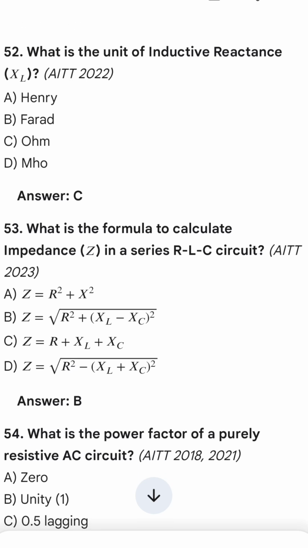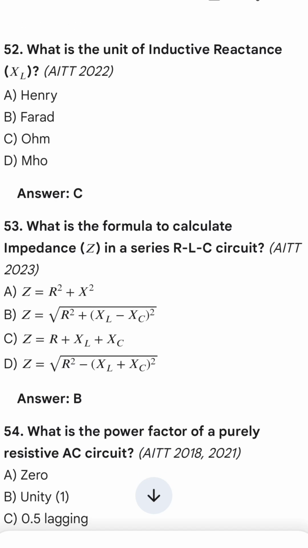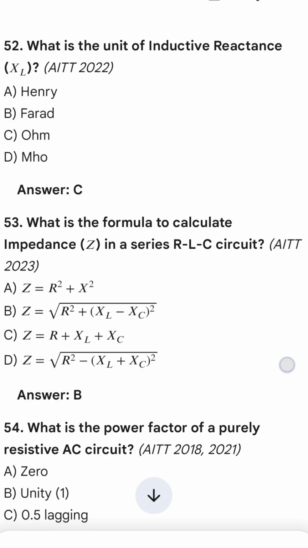Question 52. What is the unit of inductive reactance XL? AITT 2022. Option A, Henry. Option B, Farad. Option C, Ohm. Option D, Mho. Option C, Ohm is the correct answer.